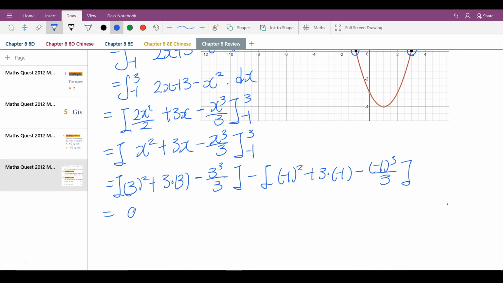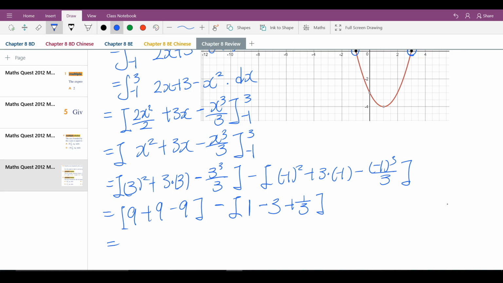3 squared is 9 plus 3 is another 9 minus 3 cubed is 27 divided by 3 is 9, minus -1 squared is +1 plus 3 times -1 is -3. -1 cubed is still -1, so it's negative become positive, positive 1/3.